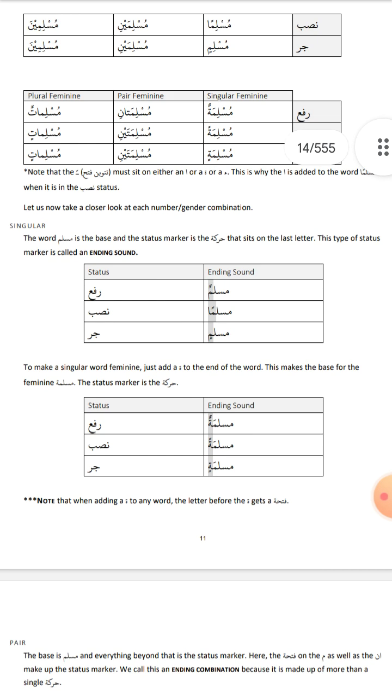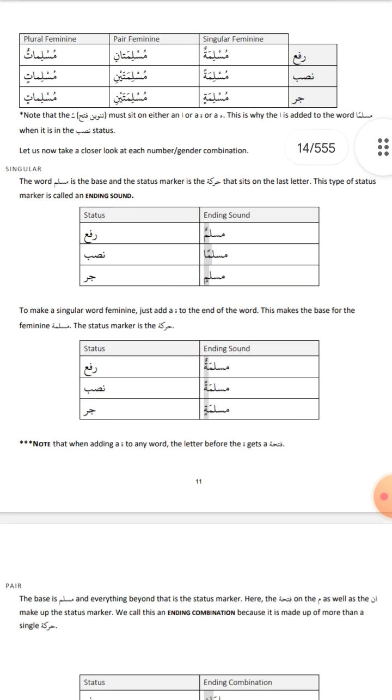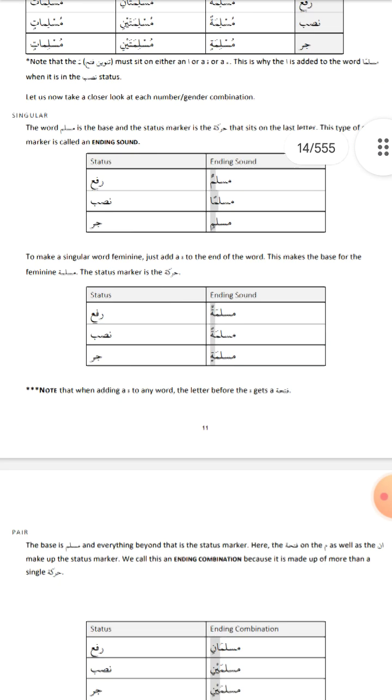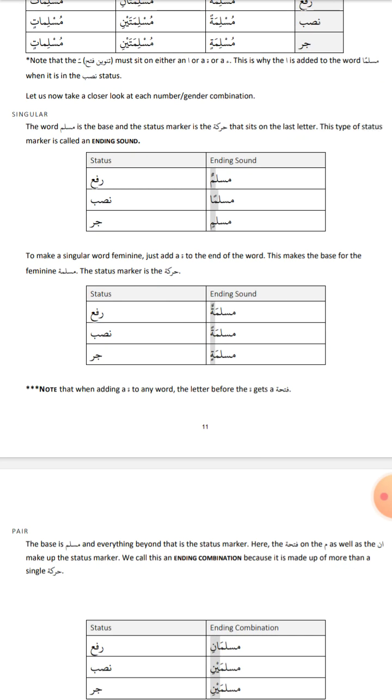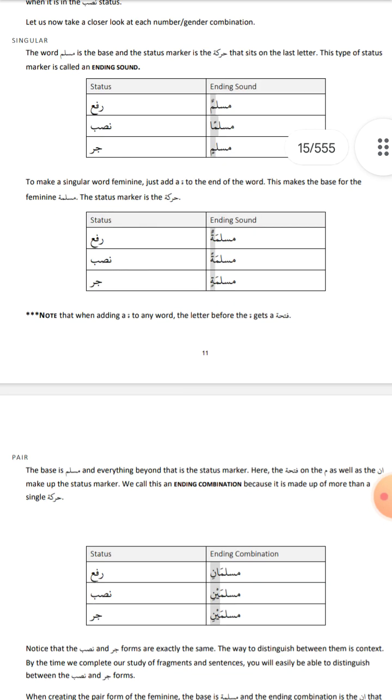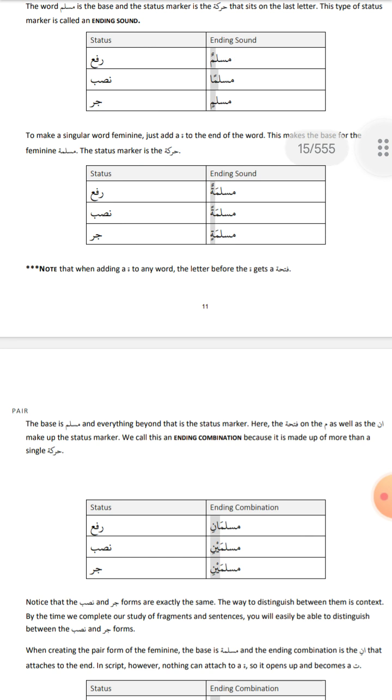Singular. The word Muslim is the base and the status marker is the haraka that sits on the last letter. This type of status marker is called an ending sound. Status ending sound. Rafa, nasb, jar: muslimun, musliman, muslimin. To make a singular word feminine, just add a ta marbuta to the end of the word. This makes the base for the feminine: muslimatun. The status marker is the haraka. Muslimatun, muslimatan, muslimatin. Note that when adding a ta to any word, the letter before the ta gets a fatha.